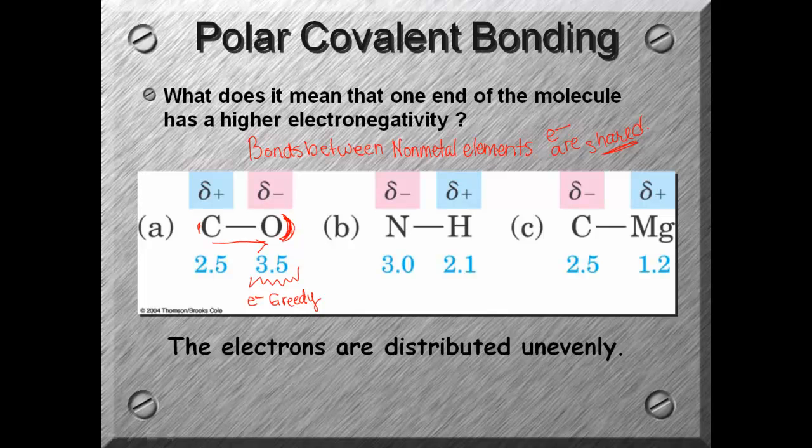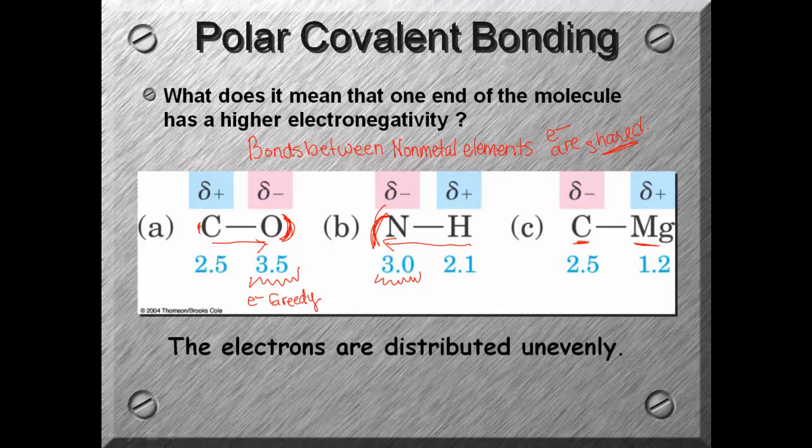Over here with nitrogen and hydrogen, you see the difference. Nitrogen is greater, so this is our greedy side. The electrons will stay over here more of the time, so they'll be pulled towards the nitrogen, leaving hydrogen partial positive. Between carbon and magnesium, this here is a bond between metal and nonmetal.